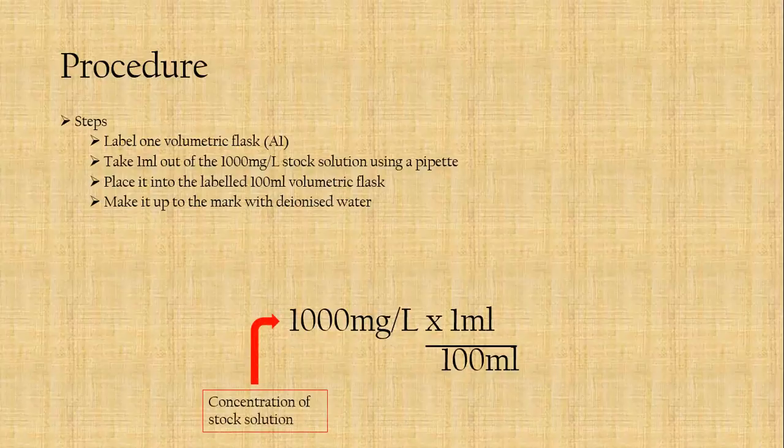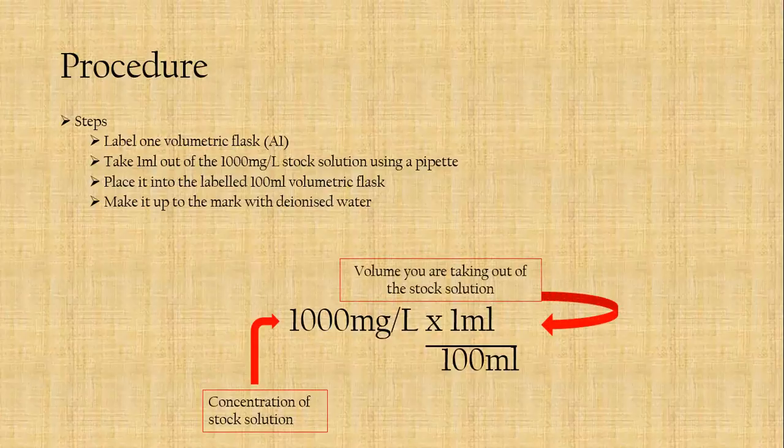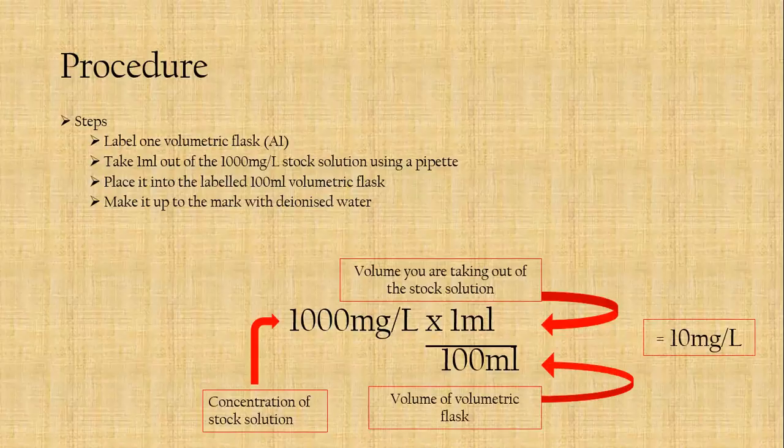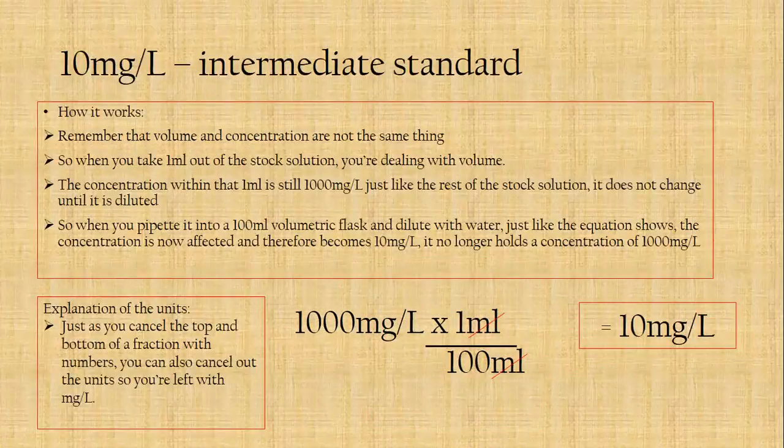A description of what this means: the 1,000 milligrams per litre is the concentration of the stock solution. The 1 millilitre is the volume that you're taking out of the stock solution, and the 100 millilitres is the volume of the volumetric flask that you're using, so A1. When you work this out, you are left with 10 milligrams per litre. This new flask, A1, is actually called the intermediate standard. I'll give a brief explanation, because sometimes people get volume and concentration mixed up.